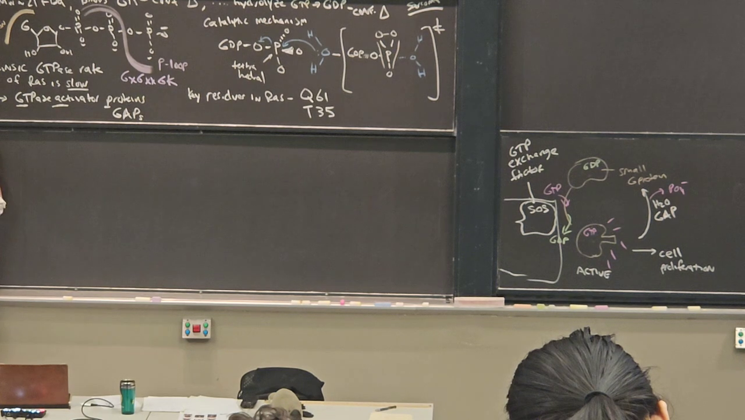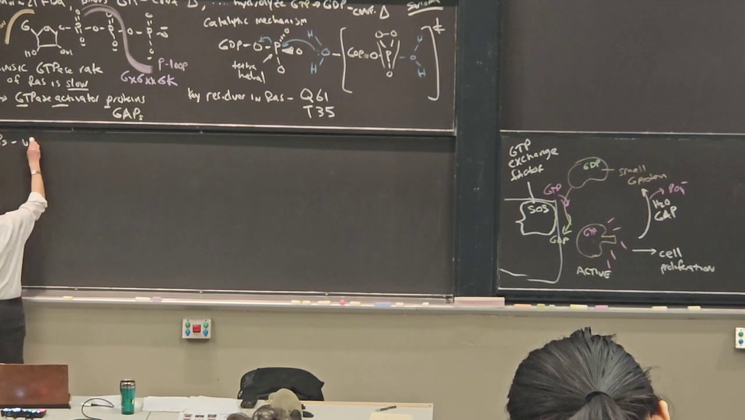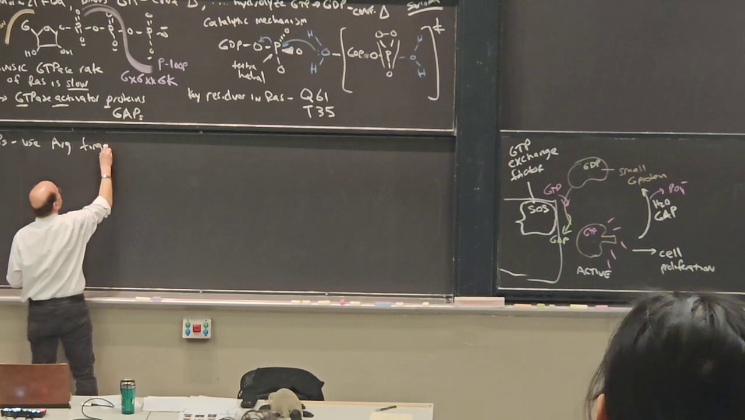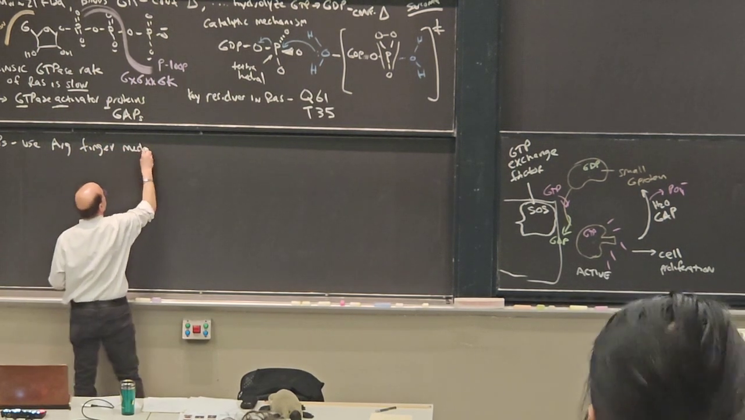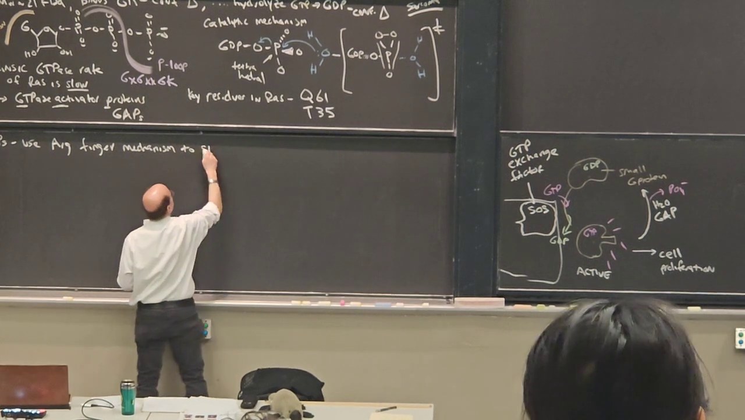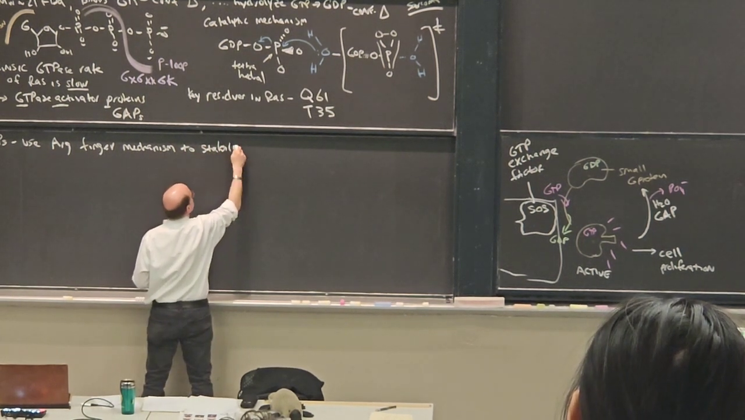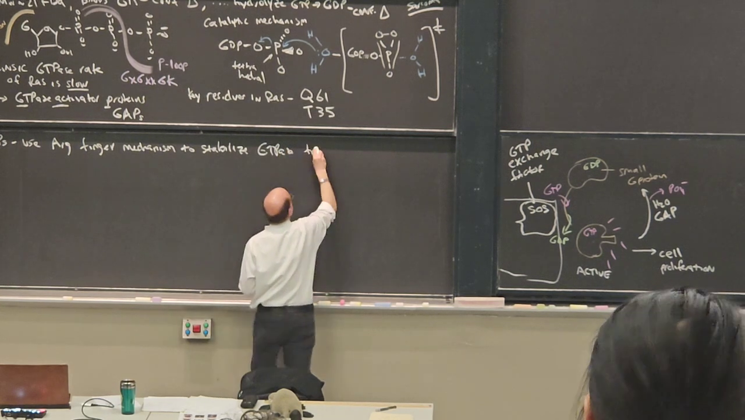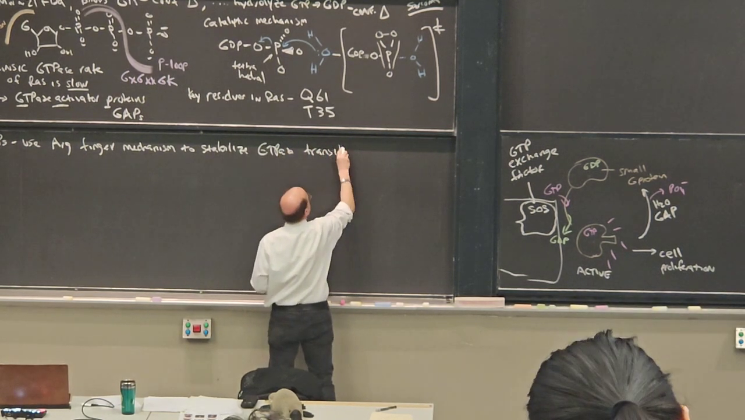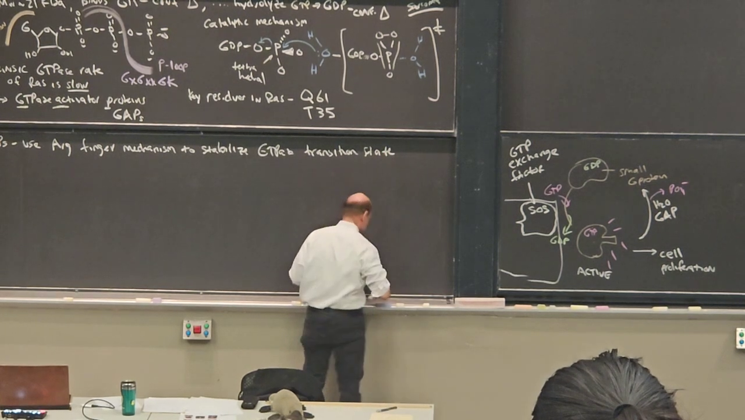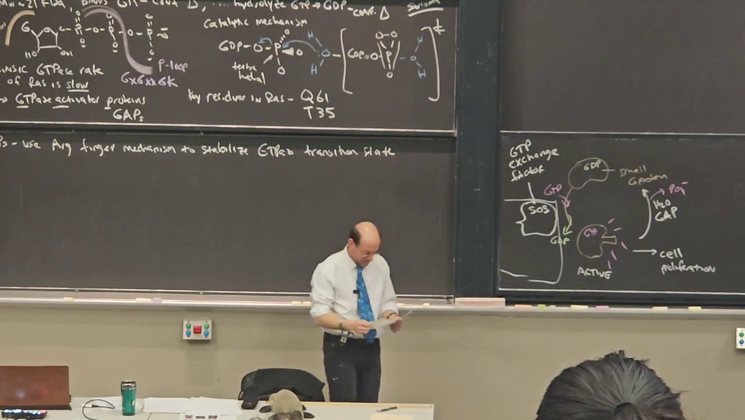GAPs use an arginine finger mechanism to stabilize the GTPase transition state. That's how a GAP works.